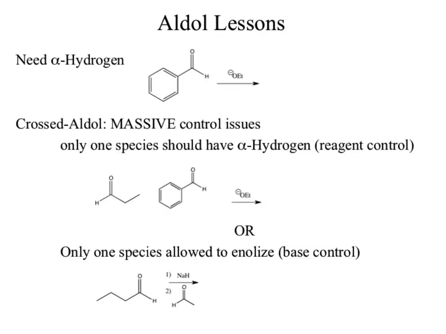So we need alpha hydrogens. There's lots of control issues that we have to watch out for. We should really only have one species having our alpha hydrogens. This is kind of a reagent control. Or we can make sure that only one species is allowed to enolize. This is using the base to control your reaction. Make sense?